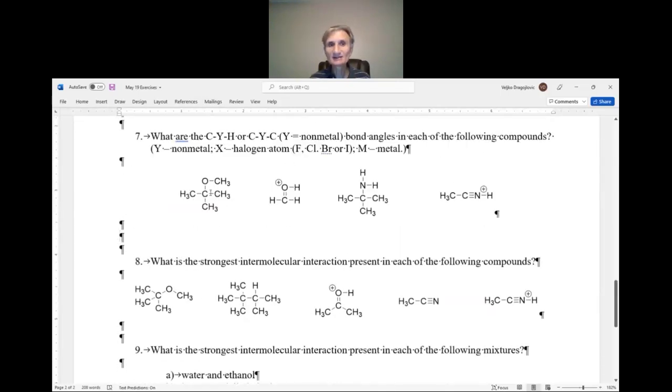So in this case, we are looking for carbon, oxygen, carbon, because it's carbon Y hydrogen, carbon Y carbon. So it's carbon Y, where oxygen is the only non-metal. Here you're looking at which one is non-metal, other than carbon and hydrogen. Y, X, M, that all means other than carbon and hydrogen. So what's this angle? Well, this is oxygen with two substituents, so it's sp3 hybridized oxygen. And if it's sp3 hybridized, then it's a tetrahedral bond angle.